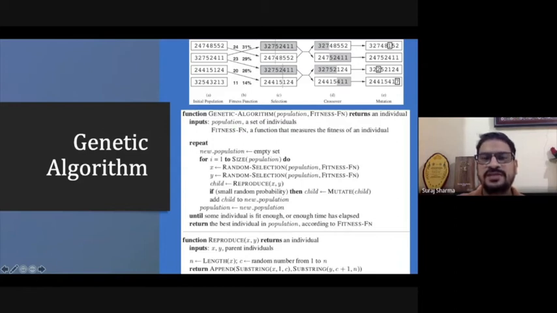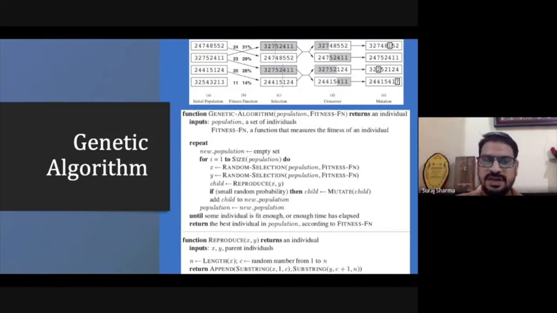23 divided by 78. How do we get 78? By adding all these fitness values. So we are getting some percentage. These percentages will be used for the further selection from the initial population.